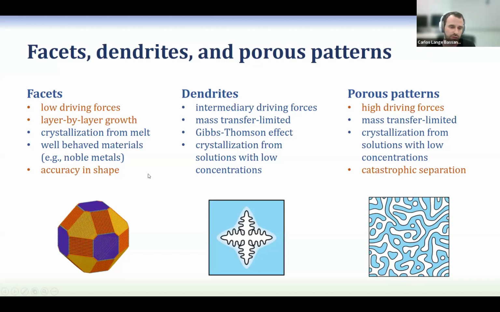So today I want to talk about facets. Facets, of course, are the most comprehended in the literature. But we are now reevaluating them again because we can achieve a lot of accuracy in shape. So we need better models. And I want to talk a little bit more about these facets for noble metals, and also, on the other extreme, porous patterns, now looking at clathrate hydrates and all the clean energy aspects that we can have with clathrate hydrates.